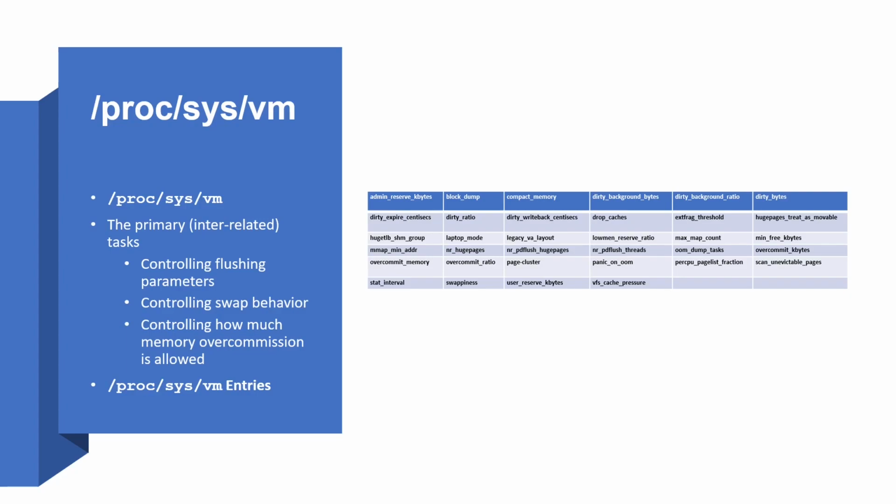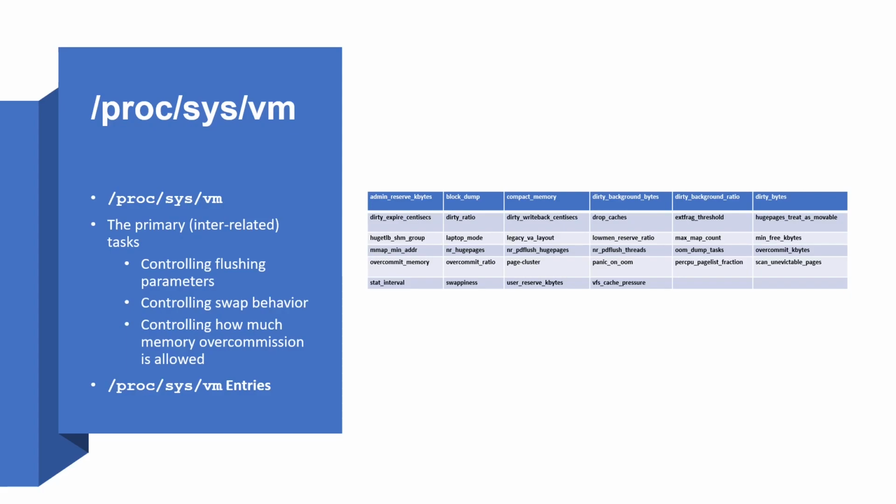When tweaking parameters in /proc/sys/vm, the usual best practice is to adjust one thing at a time and look for effects. The primary interrelated tasks are controlling flushing parameters, i.e. how many pages are allowed to be dirty and how often they are flushed out to disk. Controlling swap behavior, i.e. how much pages that reflect the file contents are allowed to remain in memory, as opposed to those that need to be swapped out as they have no other backing store. Controlling how much memory overcommission is allowed, since many programs never need the full amount of memory they request, particularly because of copy-on-write techniques.